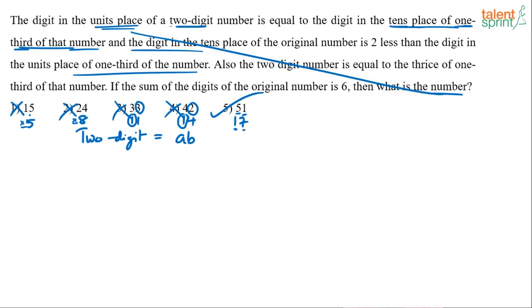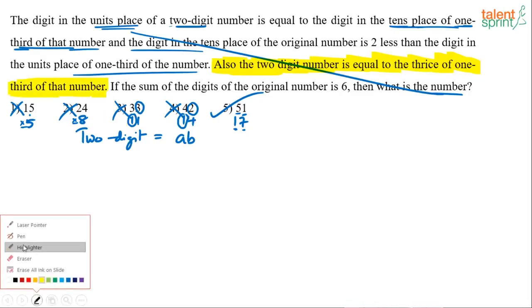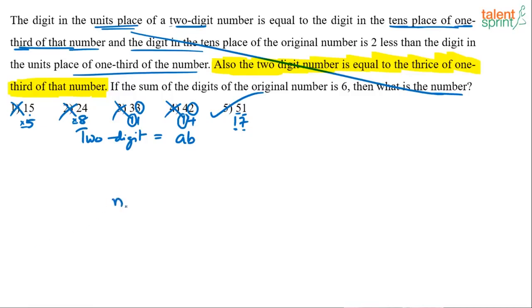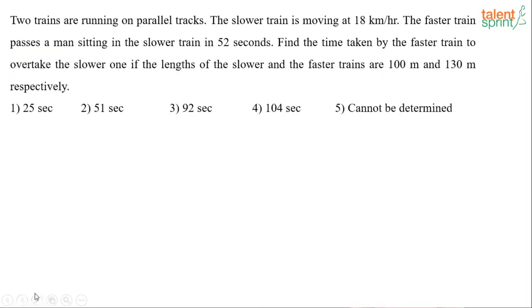This condition is stupid. I mean, this is useless. Also, the two-digit number is equal to thrice of one-third of the number. You know what that condition means? The number is n. He says this number is equal to 3 times one-third of the number. We know that. What is so great about this? How does this help us? He's saying n is equal to 3 into n by 3. Wow. That's like a revelation. We never knew this. Anyway, option 5 is the answer. Let's move on to the next question.